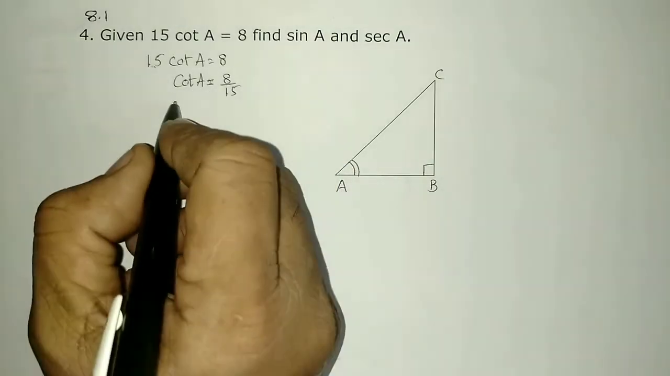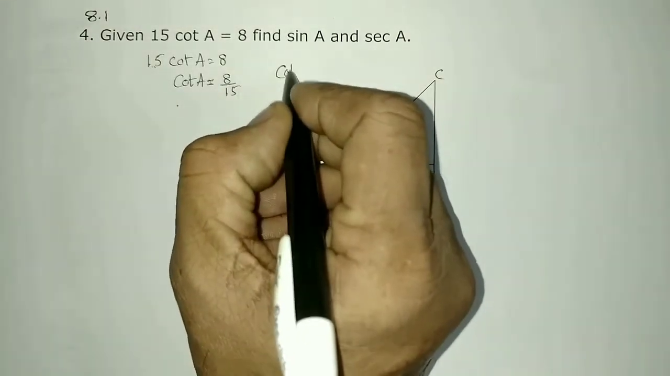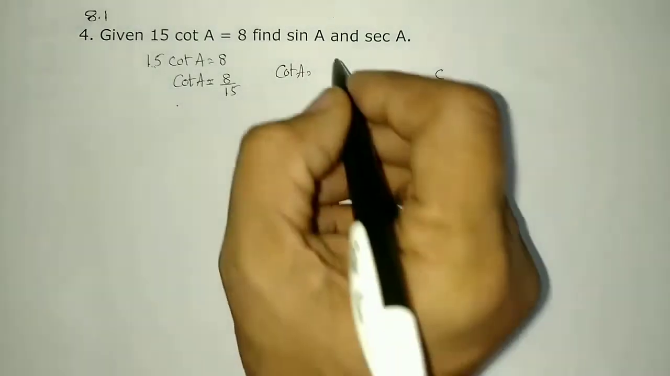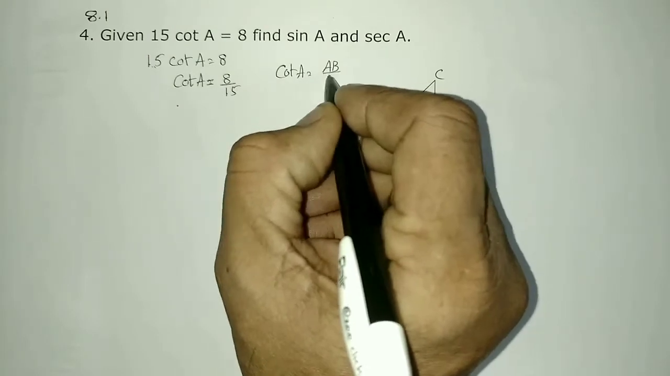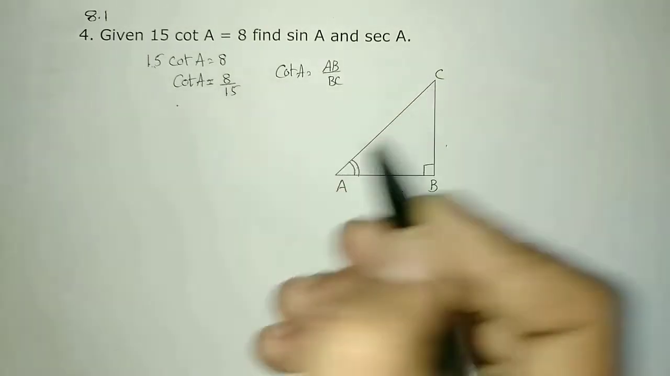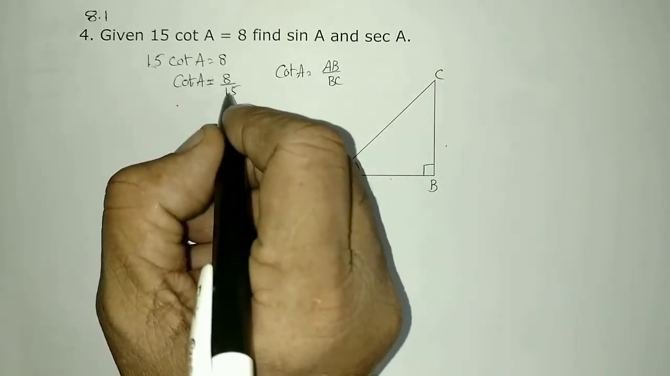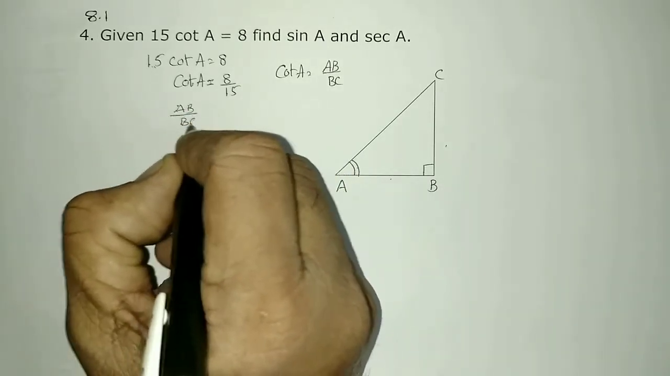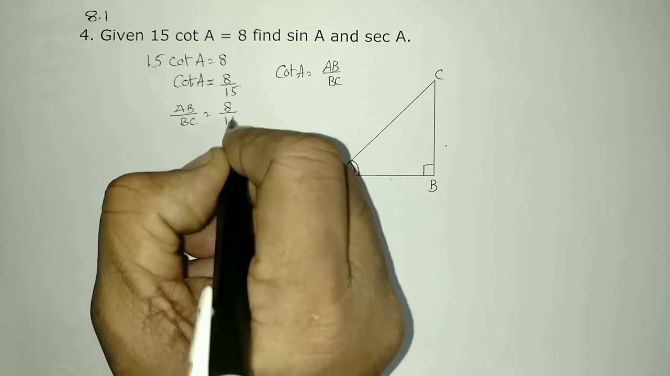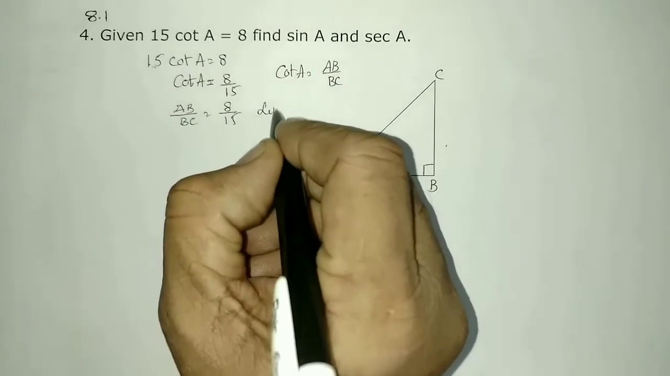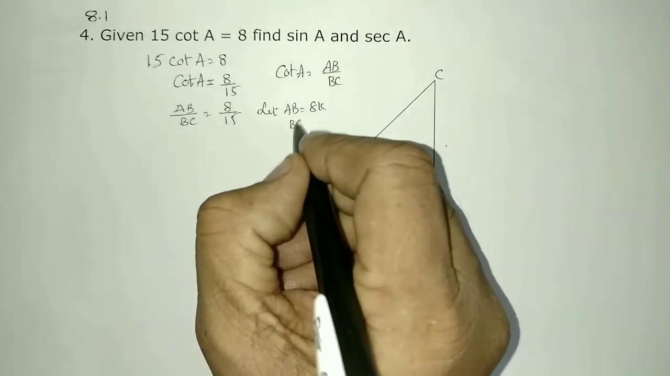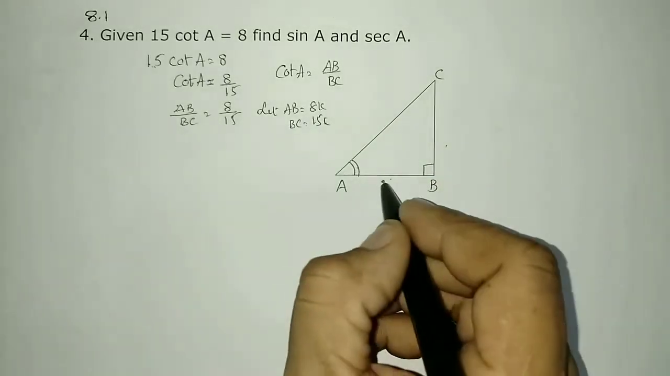Therefore angle A is an acute angle. Cot A means, from the diagram, adjacent side of angle A by opposite side of angle A, that is AB by BC. But cot A equal to what, given in the problem? 8 by 15. AB by BC equal to 8 by 15. Let AB equal to 8K, BC equal to 15K.